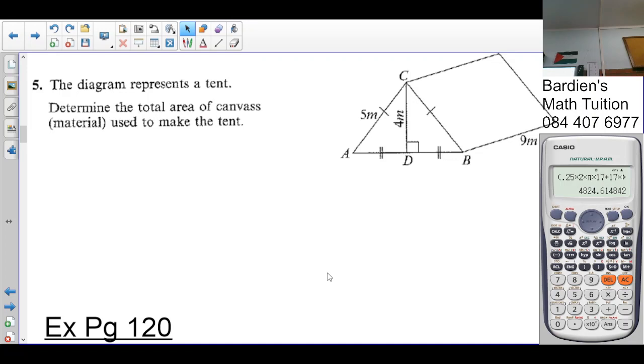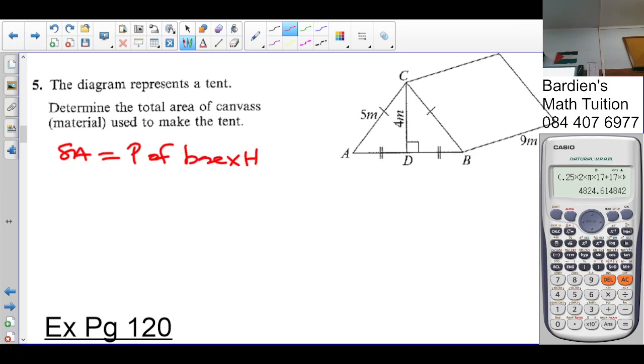Okay? The diagram represents a tent. Determine the total area of the canvas. So basically the outside, the material on the outside, the material used to make the tent. So what are we calculating here? Volume or surface area? Surface area. So when you work out the total surface area, how do we work this out? External surface area: perimeter of base times height plus 2 area of base.